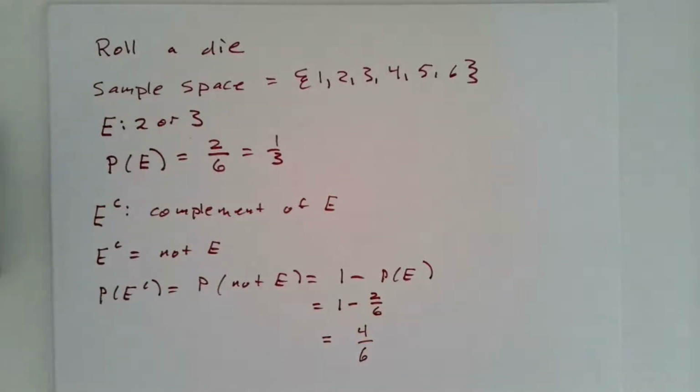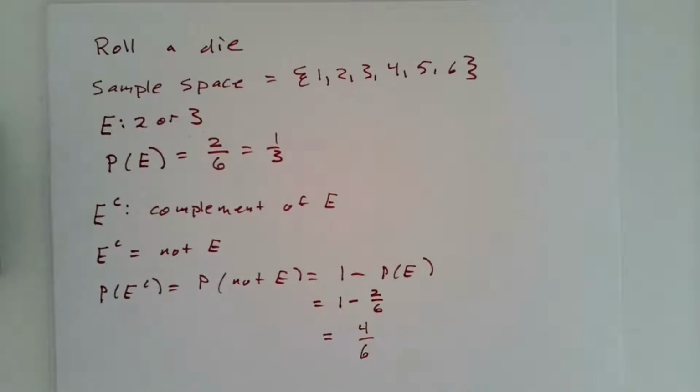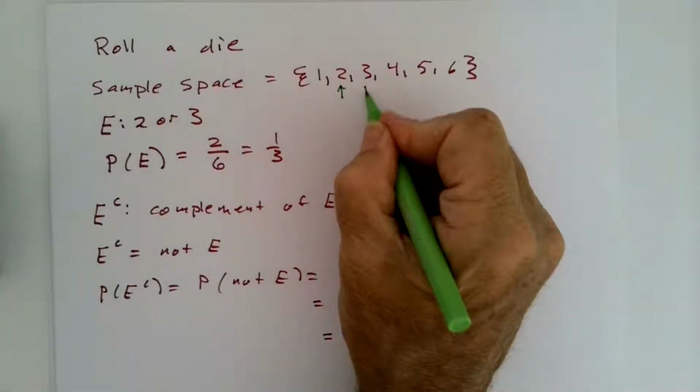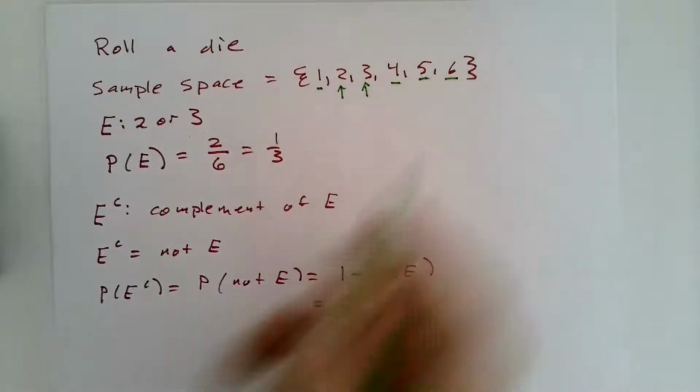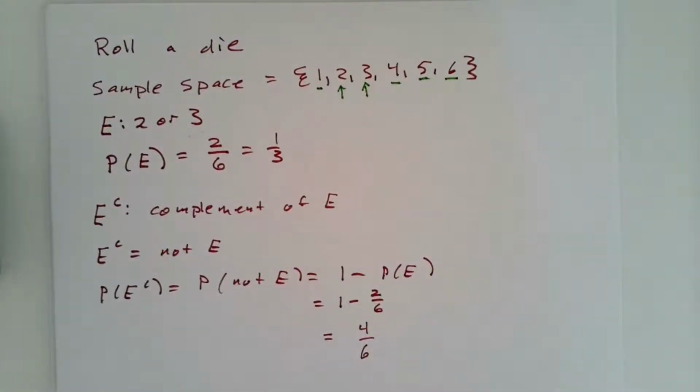We have 2 winners. 2 and 3 are our winners. These 2 outcomes make up E, so the other 4 are not E. So there's our basic rule: the probability of E complement is 1 minus the probability of E.